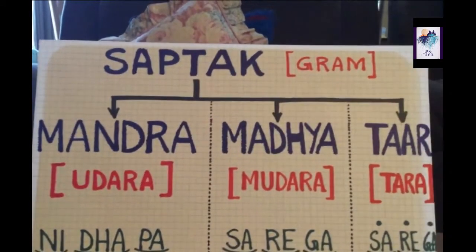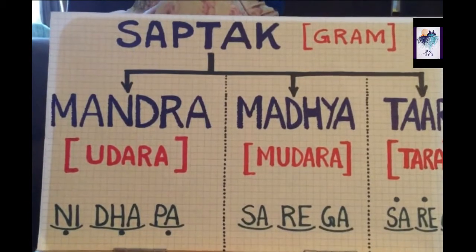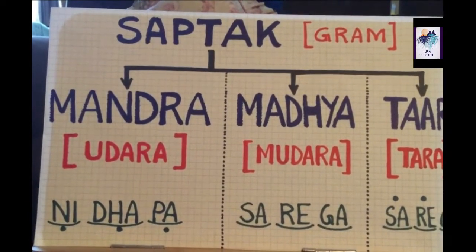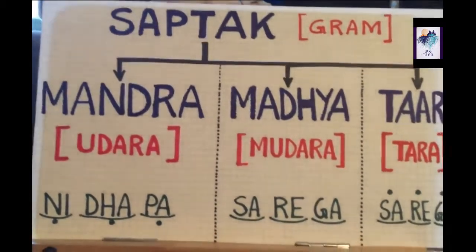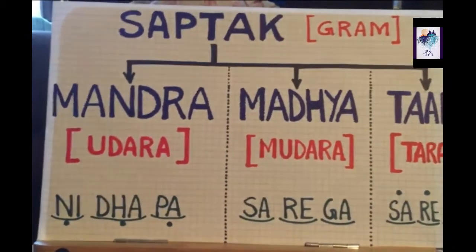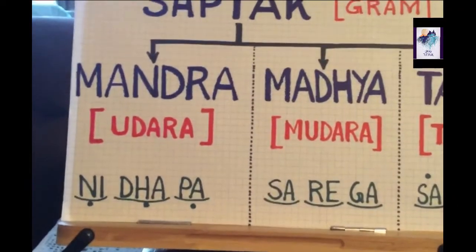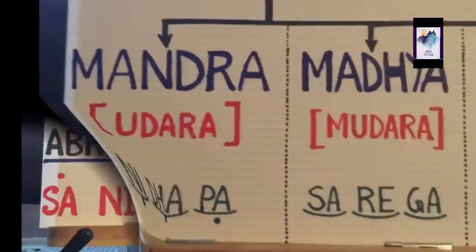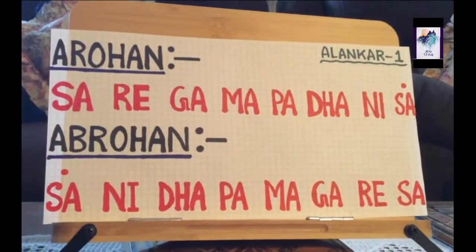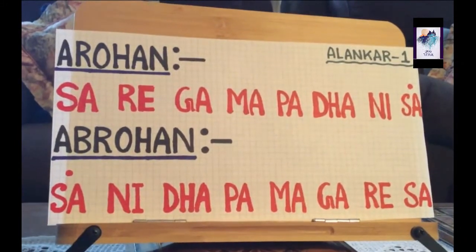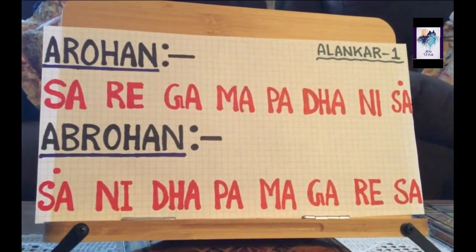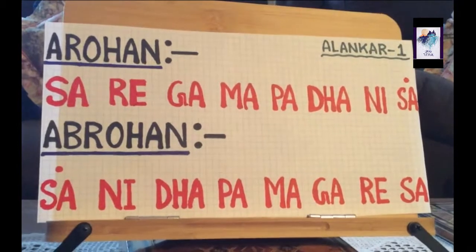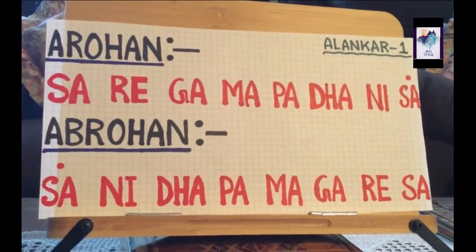So, this is the chart of Saptak. Now, if you see a notation, you can differentiate and understand which sa is this, which re is this, which ga is this. You have already learnt alankars, alankar 1 to alankar 7. Now see how to write. This is alankar number 1.